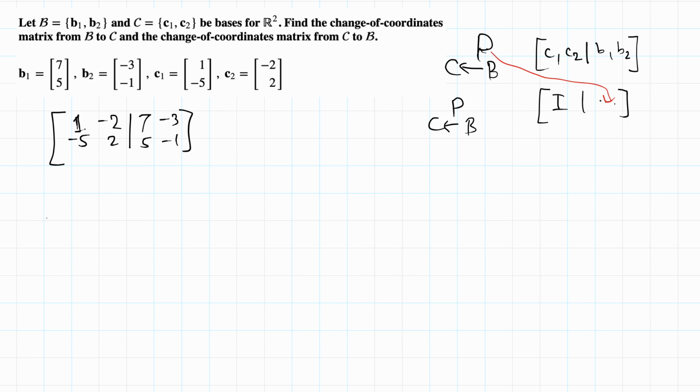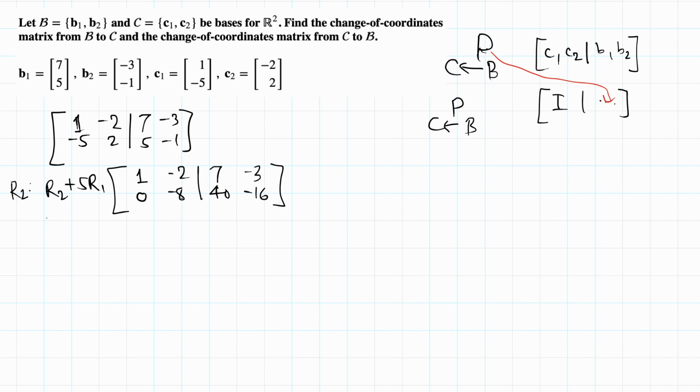So this one is fine. Let's make this 0. So R2. So we are working on R2. So R2, negative 5 plus 5 R1. So 1, negative 2, 7, negative 3. 5 minus 5, 0. 5 times negative 2, negative 10 plus 2, negative 8. 5 times 7, 35 plus 5, 40. 5 times negative 3, negative 15 minus 1, negative 16. Okay, so 1, 0. Now we need to make this 1.